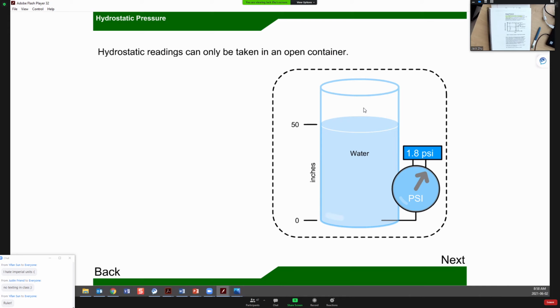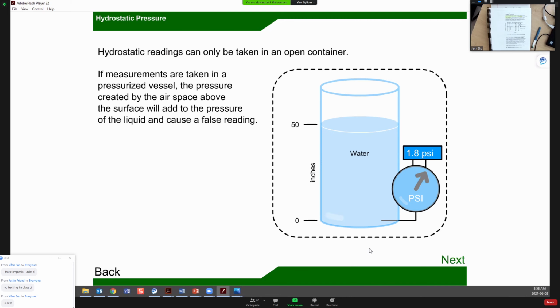The open container, on top of that, would be the normal pressure for air. For a measurement taken in a pressurized vessel, the pressure created by the airspace adds to the pressure of the liquid and causes a false reading. That's why.